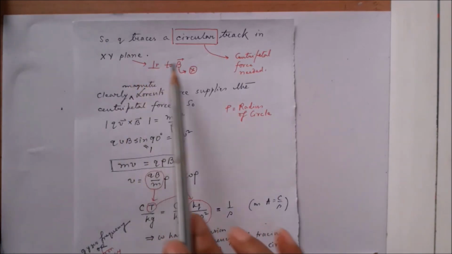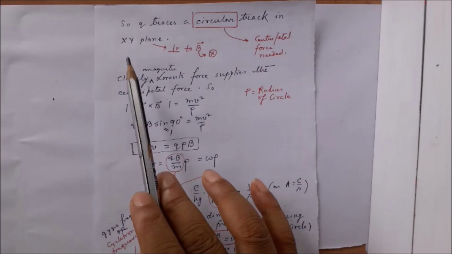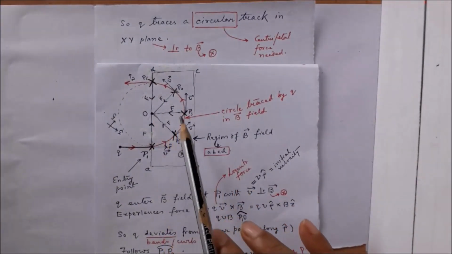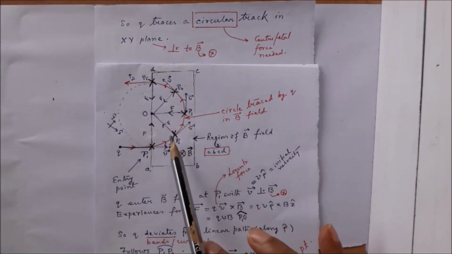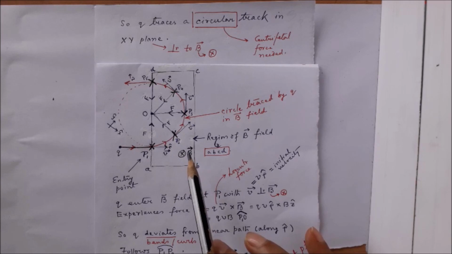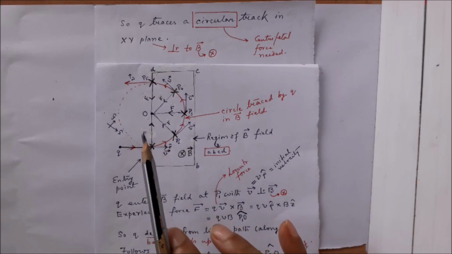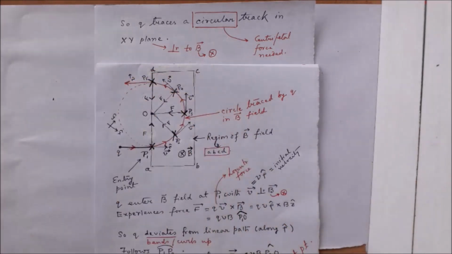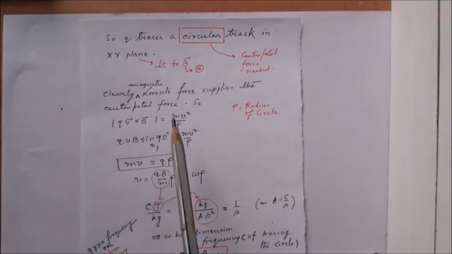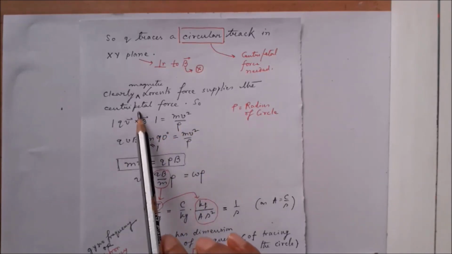So Q traces a circular track in the XY plane. Now why the XY plane? This is because the Lorentz forces F's are all perpendicular to B. We can take B along, say, the Z axis, and so the F's will lie in the XY plane. So the bending of the particle occurs in the XY plane. A particle will move in a circle under the influence of a center seeking force that we call centripetal force.